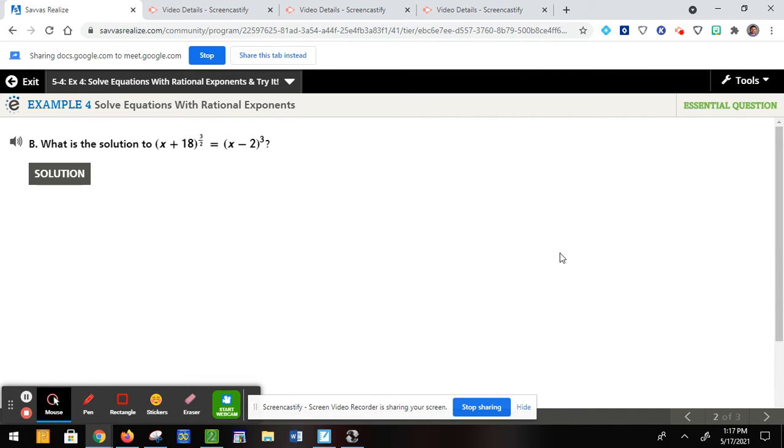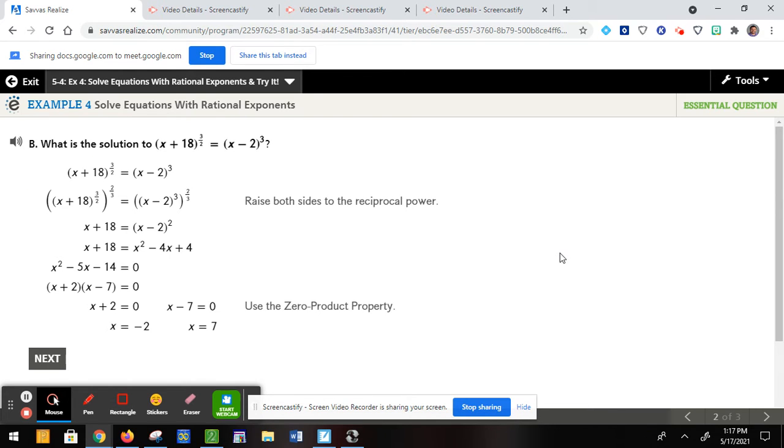Here's a situation where you have exponents on both sides. No matter, you're still going to raise both sides to the reciprocal of the 3/2, so 2/3. And what you end up with here is x minus 2 squared, so you'll actually square that out. You've got a quadratic again, get everything to one side, solve it. Now you have -2 and 7 as your two solutions.